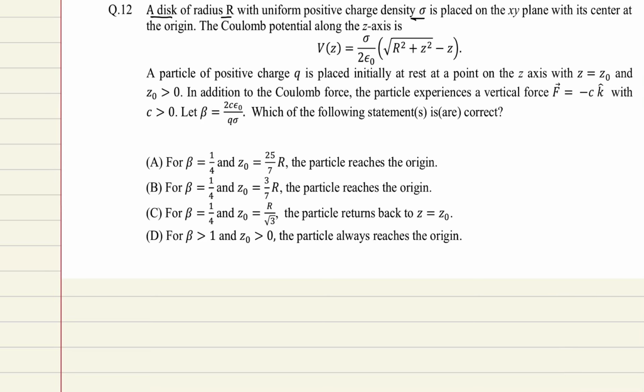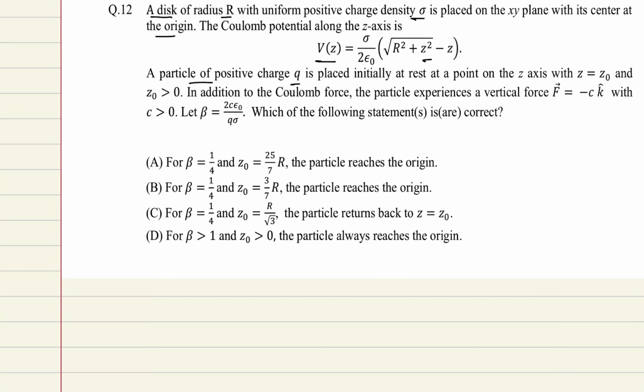A disk of radius r with uniform positive charge density sigma is placed on the xy plane with its center at the origin. The Coulomb potential along the z-axis is given by V(z) = sigma by 2 epsilon naught into (under root of r square plus z square minus z).